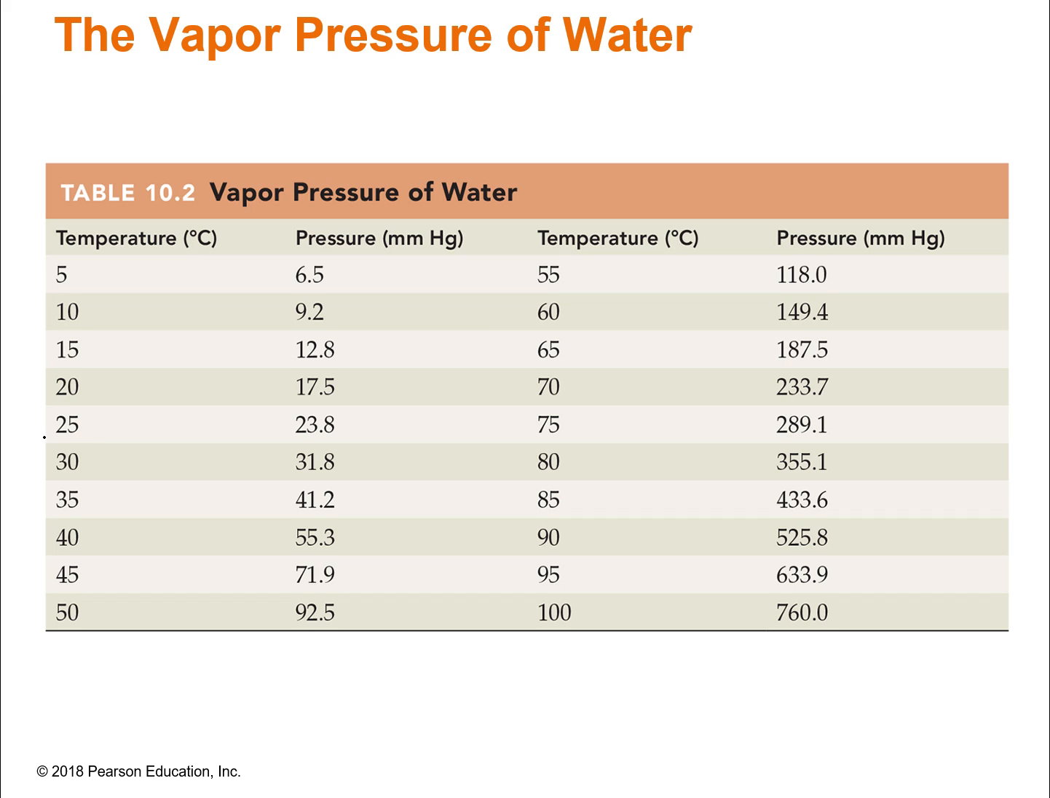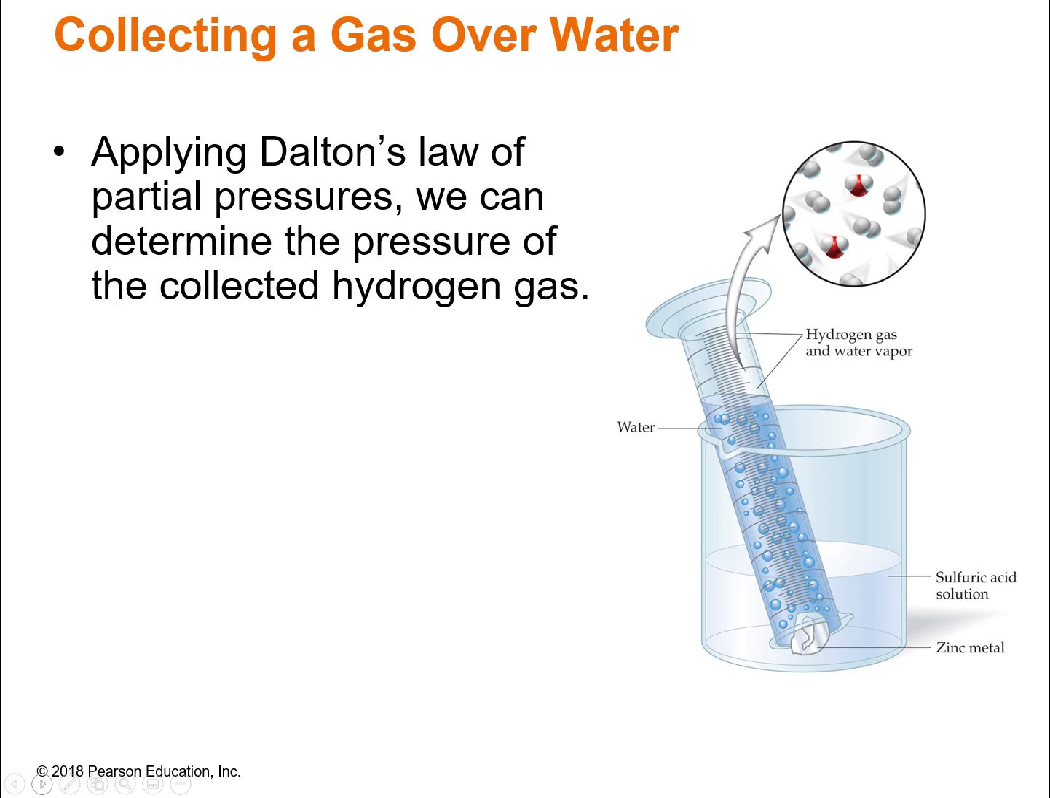So if we were at 25 degrees Celsius for our experiment with the zinc and the sulfuric acid, then it would be 23.8 millimeters of mercury. And that's just the water. So using the partial pressures from Dalton, we can figure out the pressure of the hydrogen gas.